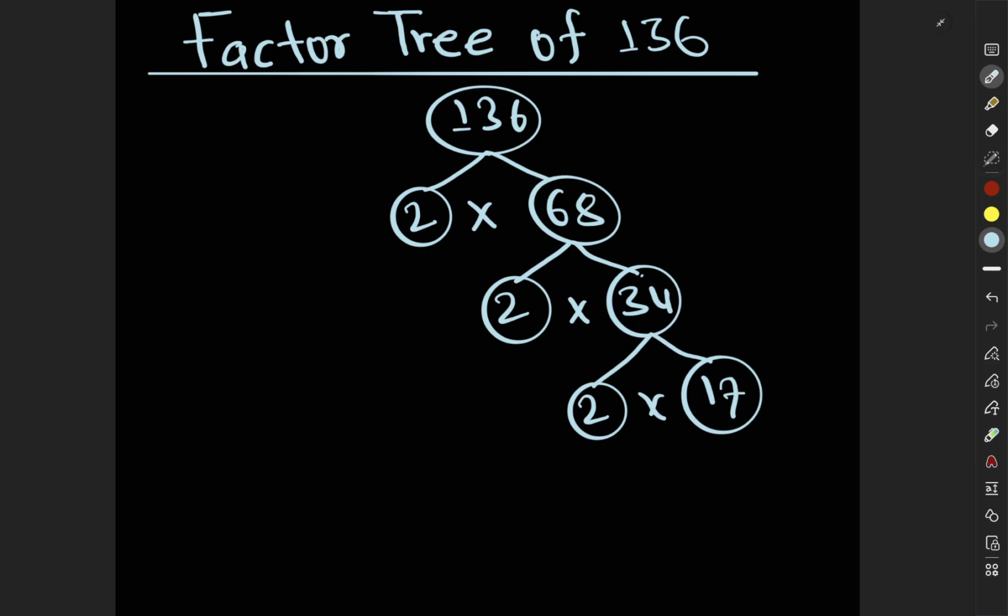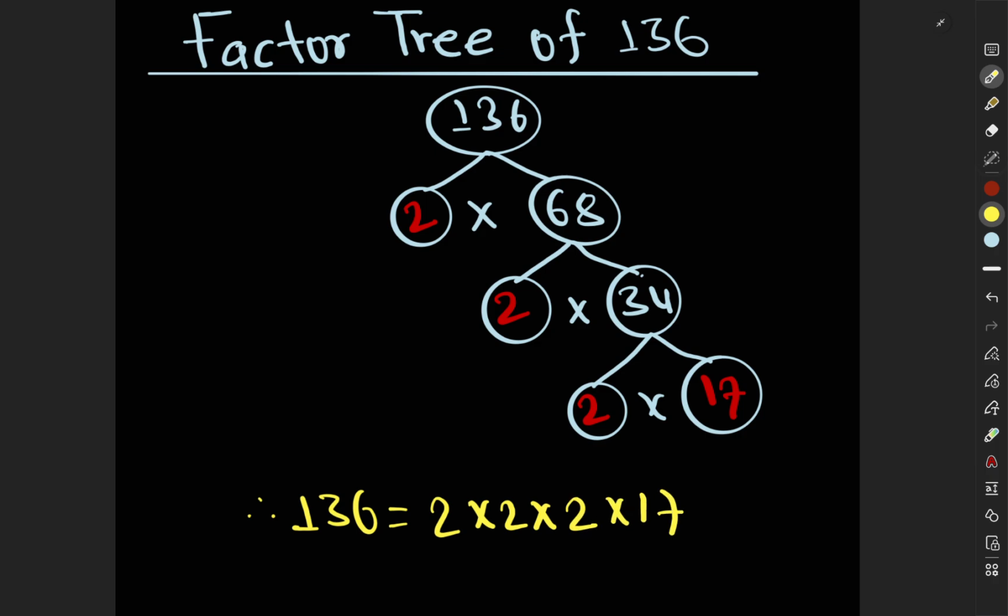So now we have to select the prime numbers among these numbers. So the prime numbers here are 2, 2, 2 and this 17. So we can write 136 is equal to the product of all these prime numbers, that is 2 times 2 times 2 times 17.